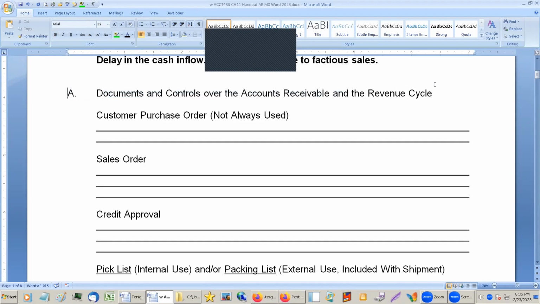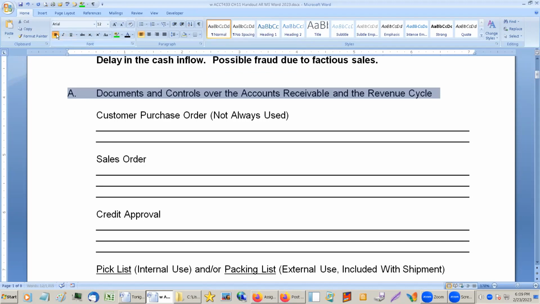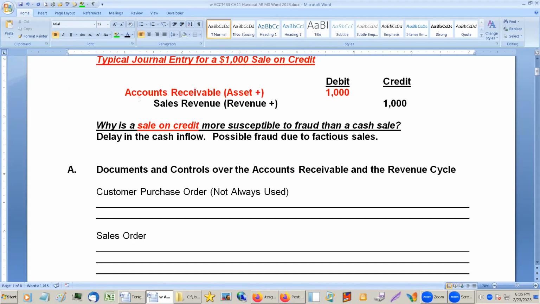So, documents and controls over accounts receivable and the revenue cycle. Accounts receivable and revenue go hand in hand. How do you get accounts receivable? You get it from selling something. That's how these accounts receivable come in. So revenues and accounts receivable are locked together.